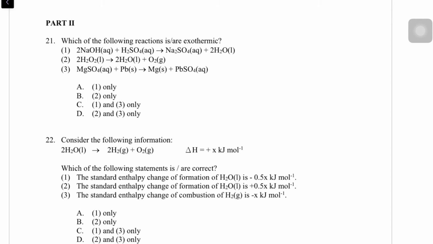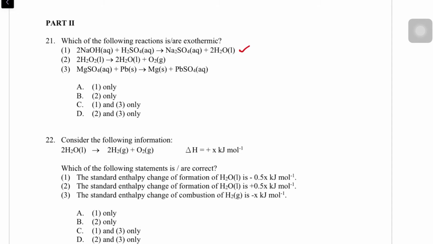Exothermic. Okay, exothermic. So let's see. First, neutralization. Sure. Okay, exothermic. The second one, well, I have no idea. Let's check the third one first. Okay, the third one is displacement reaction.